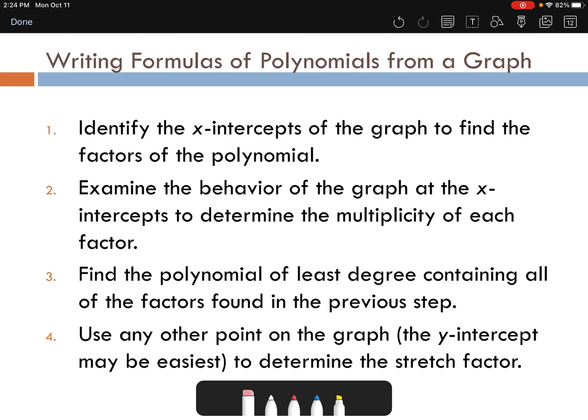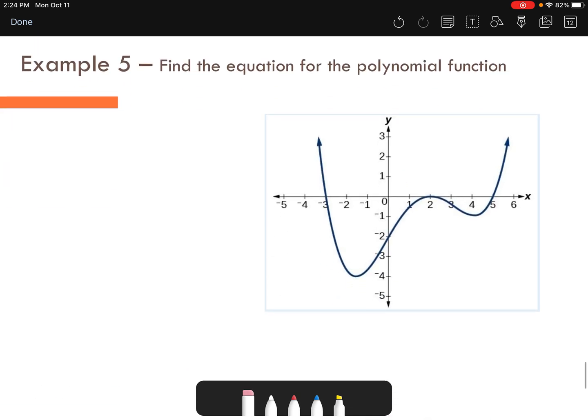Okay, now we're going to write formulas of polynomials from a graph, okay? And I encourage you to pause this and read those. I'm not going to read those to you. I'm going to do the examples. So here we go. The first thing is we look at the zeros. There are 3 of them.